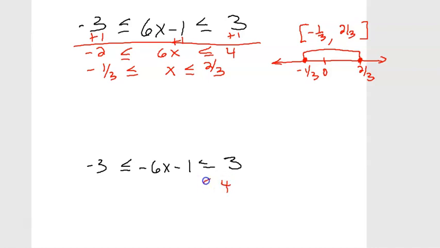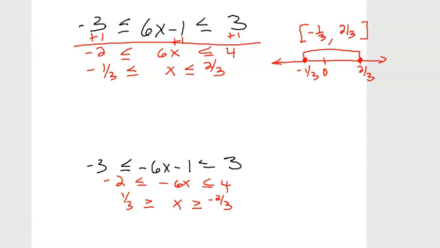Now, if you solve this the exact same way, we're going to add 1 to both sides. You're still going to get 4, negative 2. Now, when we divide by a negative 6, remember when you divide by a negative, it's going to change the inequalities as well. Because I'm dividing by a negative. So we're going to get this answer.